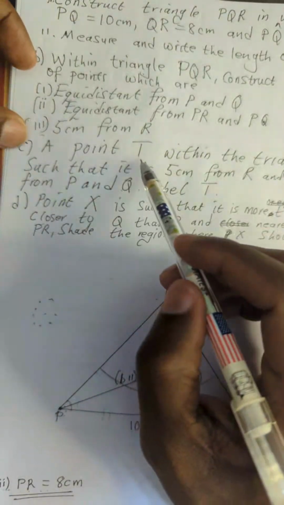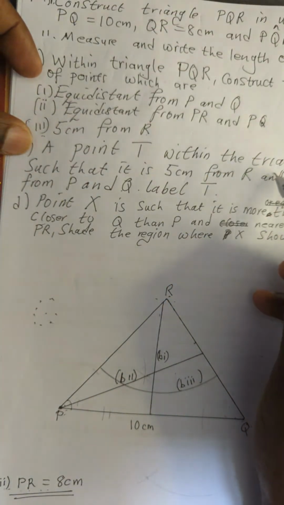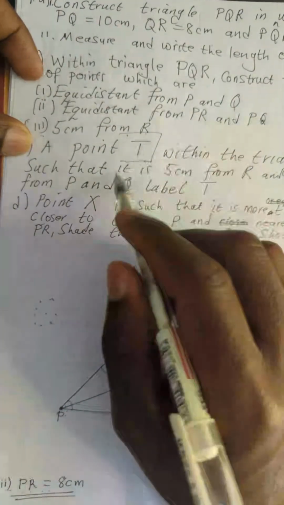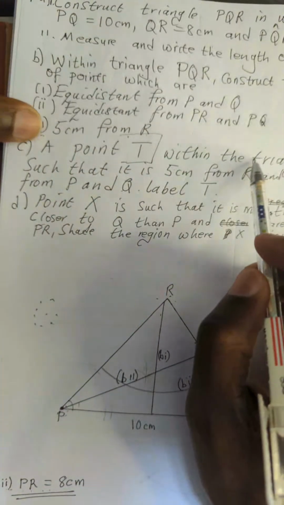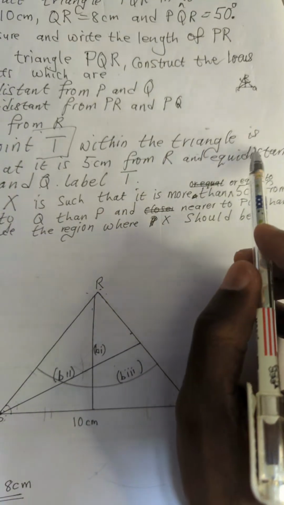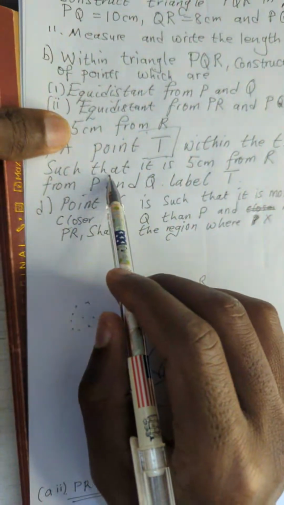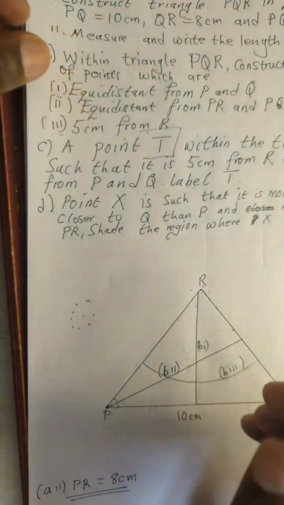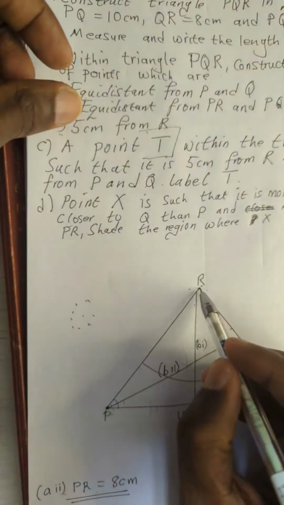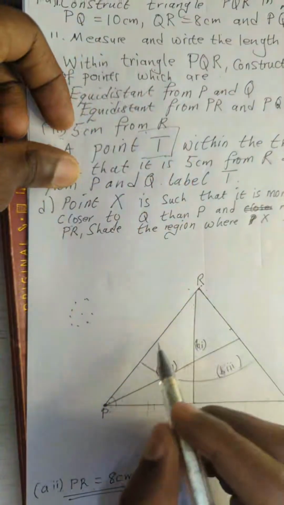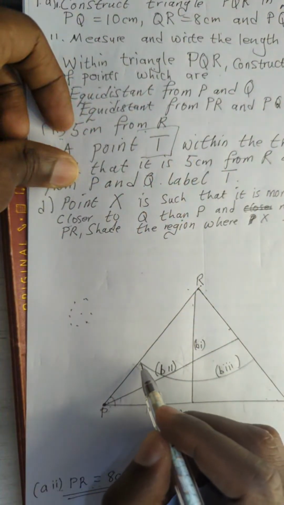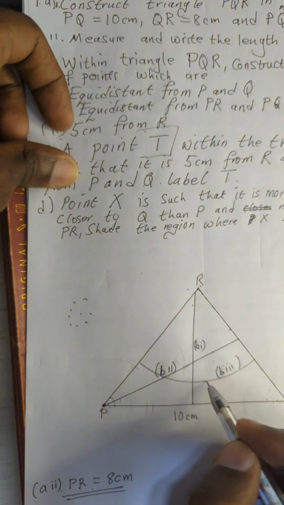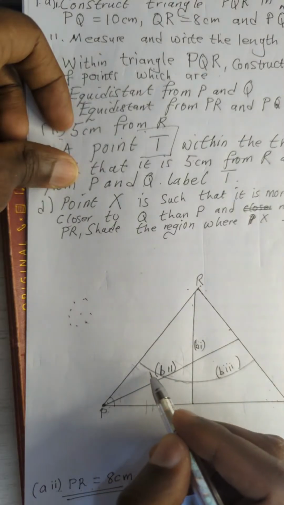Going to question C, a point T within the triangle. So there's a point called T which is inside the triangle. It's saying point T is such that it is 5 centimeters from R. So the points that are 5 centimeters from R are these. So T must be somewhere on this arc.